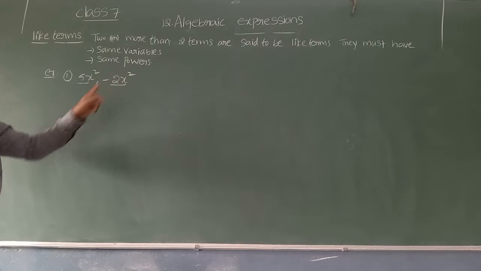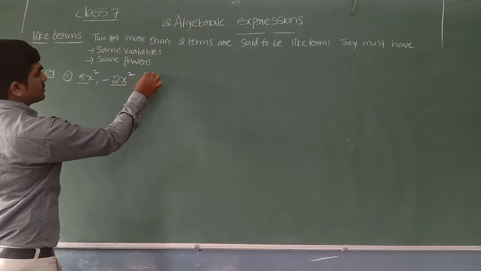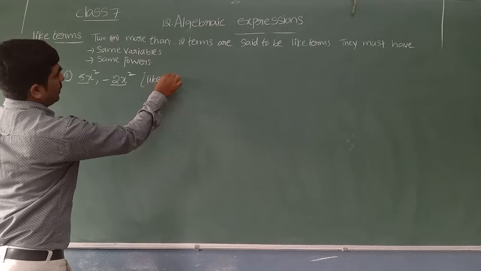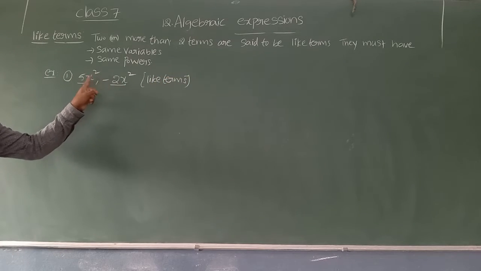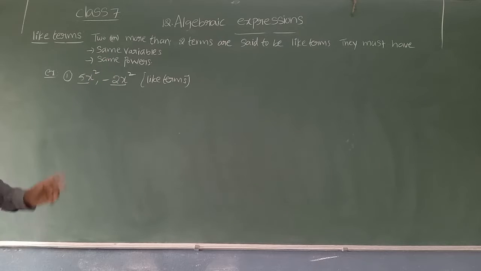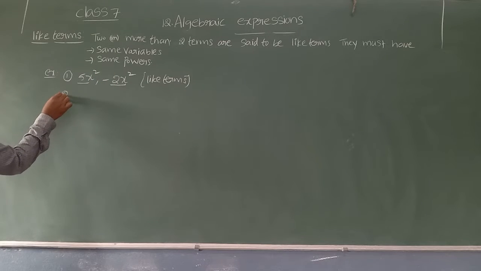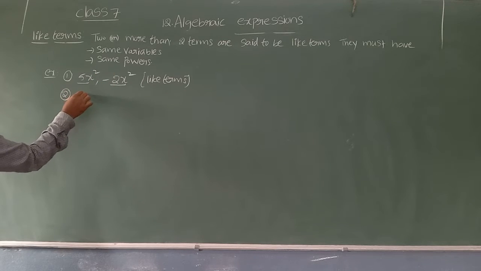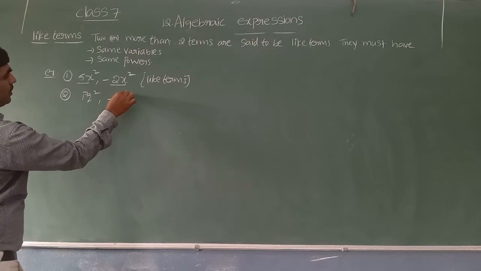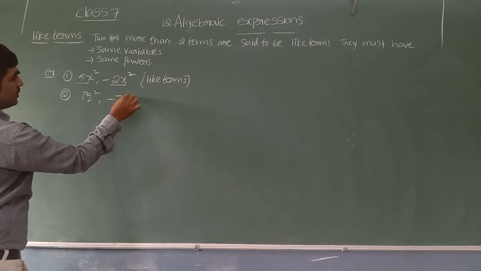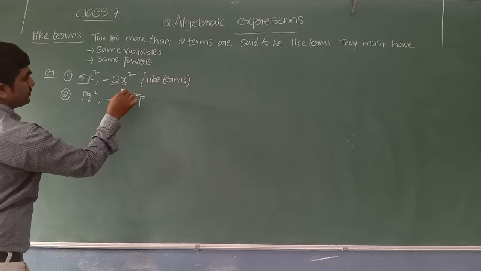Power 2, power 2. Yes, both are called like terms. We just need to verify whether the variables are the same, and whether those variables are maintaining the same powers. These two things we need to check. Example, you can see one more: pq square, comma, minus 71 q square p.